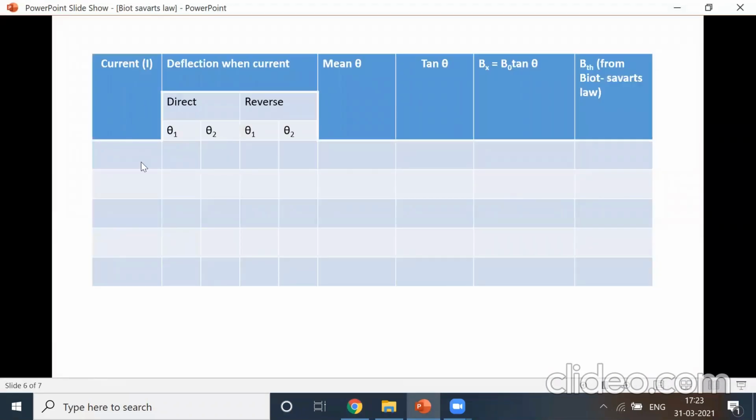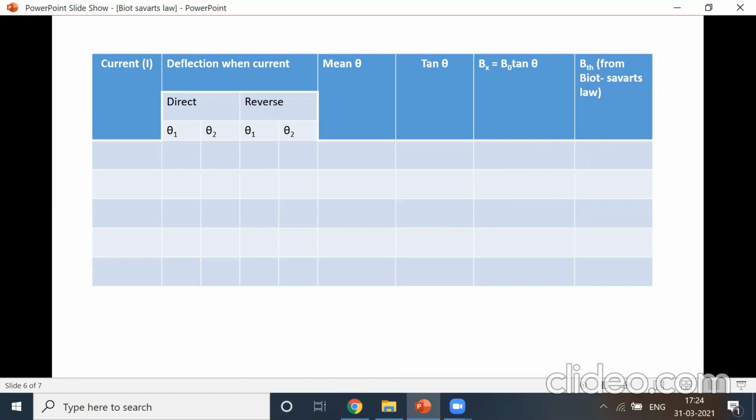This is the table for different values of current. Note down theta 1 and theta 2 for the direct and reverse current. Take the mean of all the angles and then find tangent theta, and then we obtain the magnetic field for that particular value of current. We can also compare it with the magnetic field calculated from Biot-Savart's law given in the previous equation. This is the first part of the experiment.